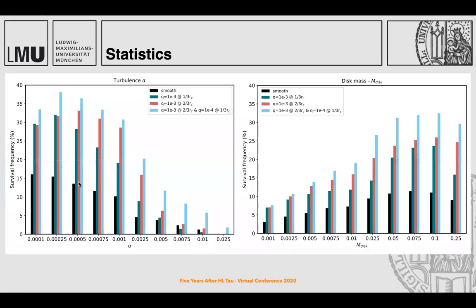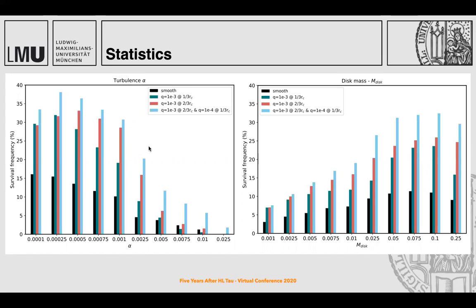So then we had to do some statistics, and in order to identify trends between the initial conditions and the survival frequency of every disk, we construct these histograms where on the y-axis we have the survival frequency, so meaning the percentage of simulations that survive the size-luminosity relation, and on the x-axis we have the value of each parameter in our grid model. The bars are some representative cases that we tested with or without planets.